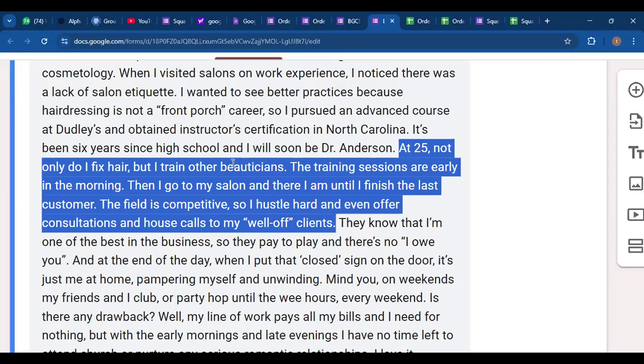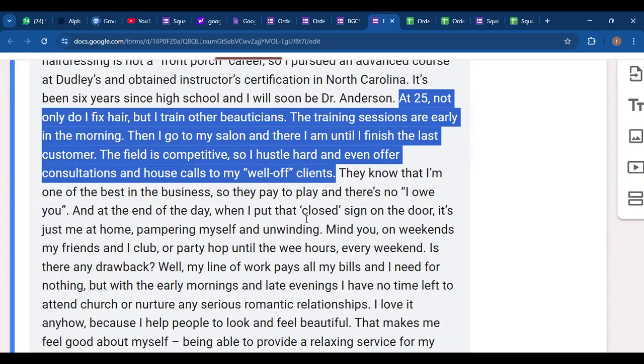At 25, not only did I fix hair, but I train other beauticians. The training sessions are early in the morning. Then I go to my salon, and there I am until I finish the last customer. The field is competitive, so I hustle hard and even offer consultations and house calls to my well off clients.